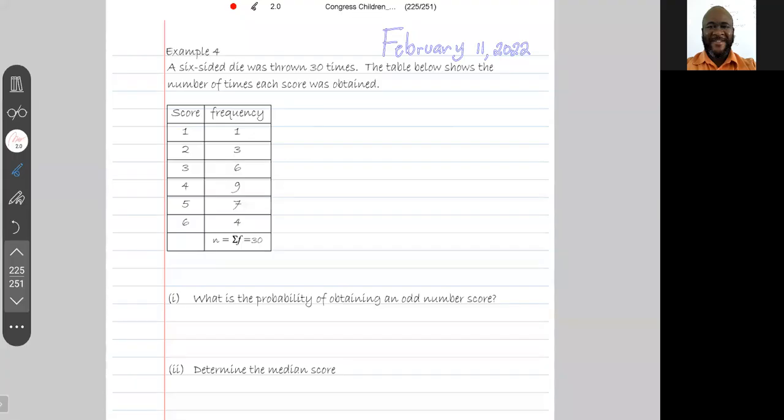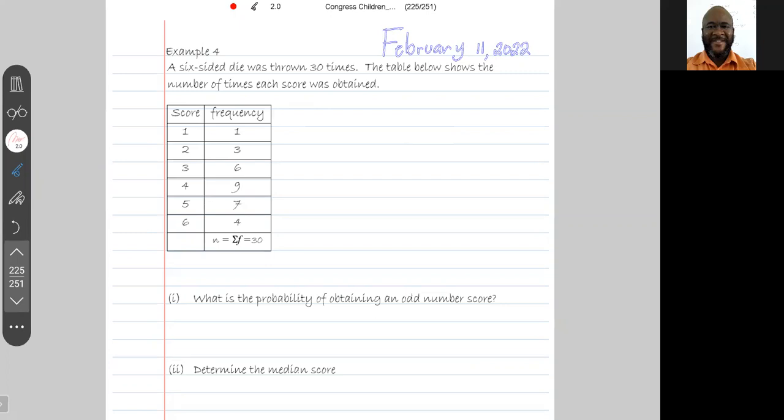All right, so good evening again. We're doing statistics, and right now we are continuing to look at ungroup data.